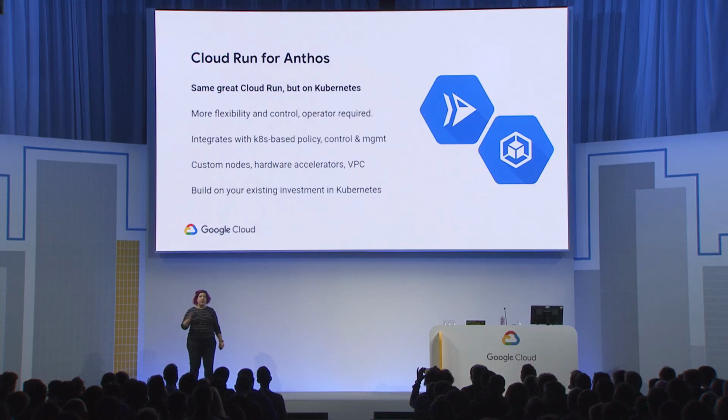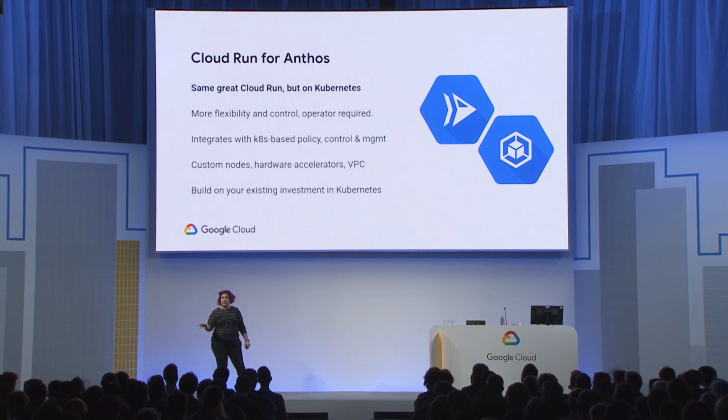So that's why we have another version of Cloud Run for Anthos. And it runs on Kubernetes. You get more flexibility and control. It's best suited for when you already have a Kubernetes operator. It integrates with Kubernetes access control. It basically works the way you'd expect. It essentially uses all of the Kubernetes concepts, but mapped into a serverless platform.